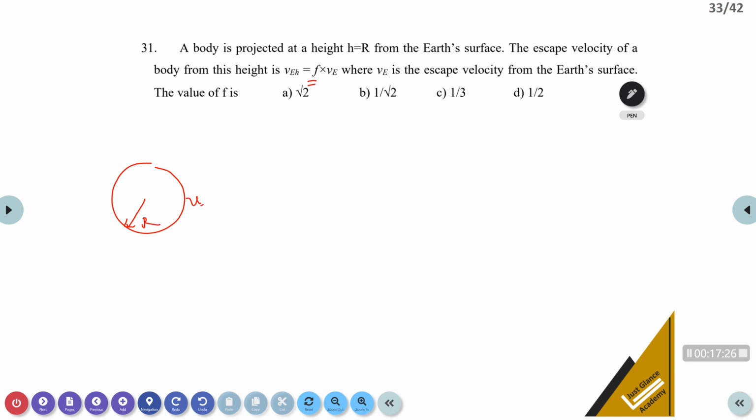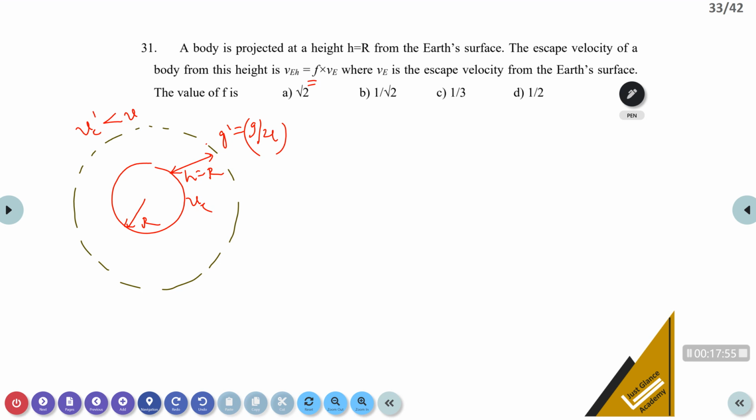This is your surface. Escape velocity is v_e. At what distance is it asked? h equal to R. Remember, when h equals R, g dash becomes g by 4. Another formula you should know: as you go above the Earth's surface, escape velocity v dash will be less than this, so it should be divided by this one. Escape velocity equals the square root of g into R. You know this formula. But at that height, v_e dash equals the square root of g dash into (R plus R). I am writing R plus R.